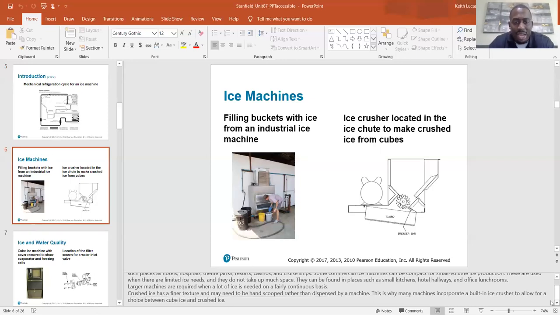Crushed ice has a finer texture and may need to be hand scooped rather than dispensed by a machine. This is why many machines incorporate a built-in ice crusher to allow for a choice between cube ice and crushed ice.